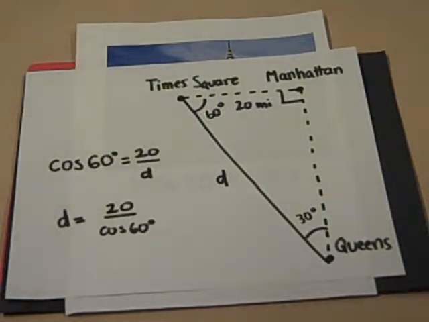Unfortunately, Spiderman didn't have a calculator with him either. How can Spiderman figure out the cosine of 60 degrees? The unit circle.